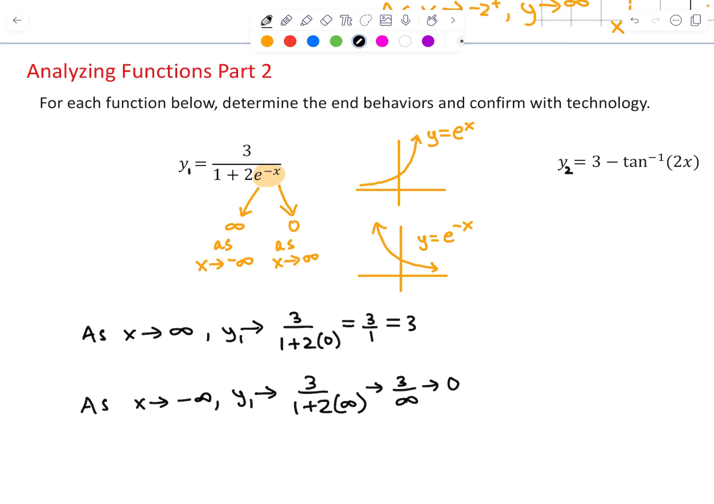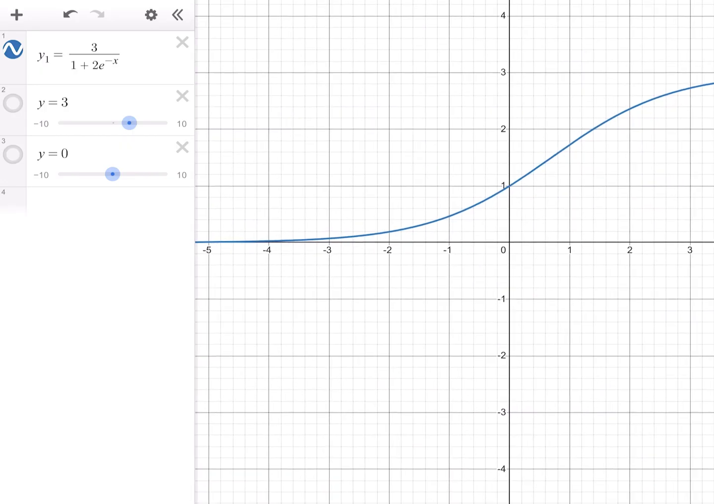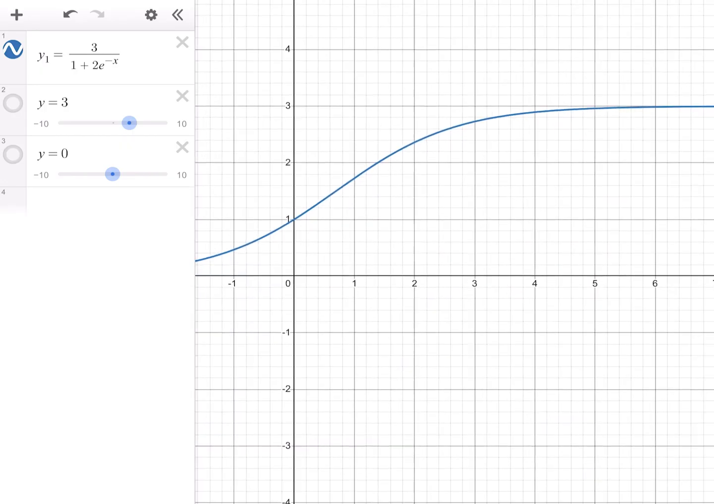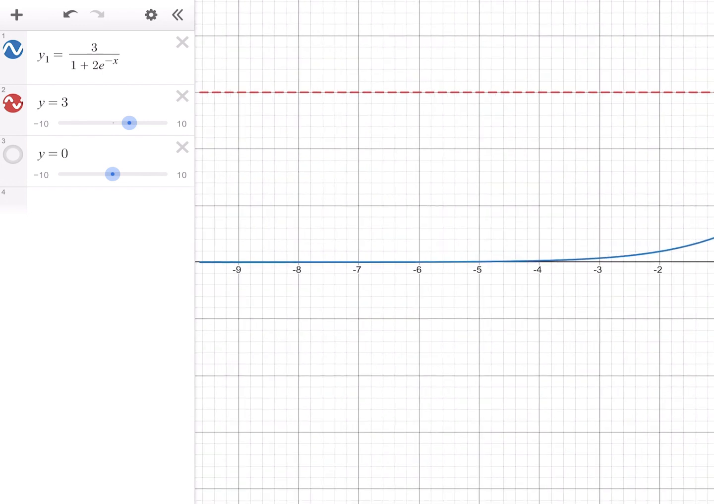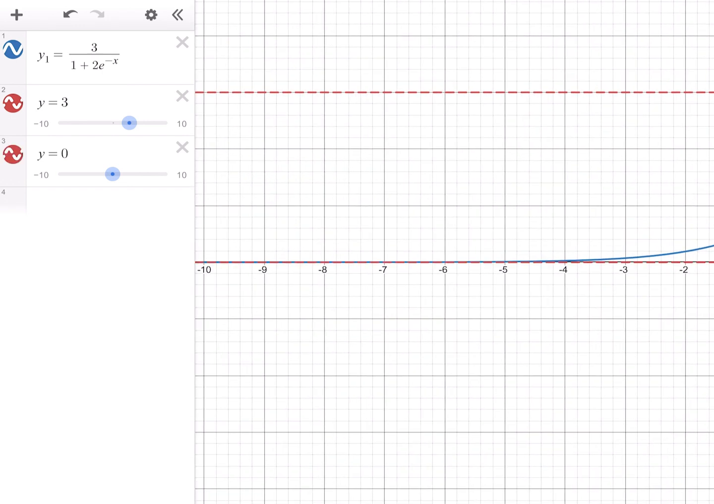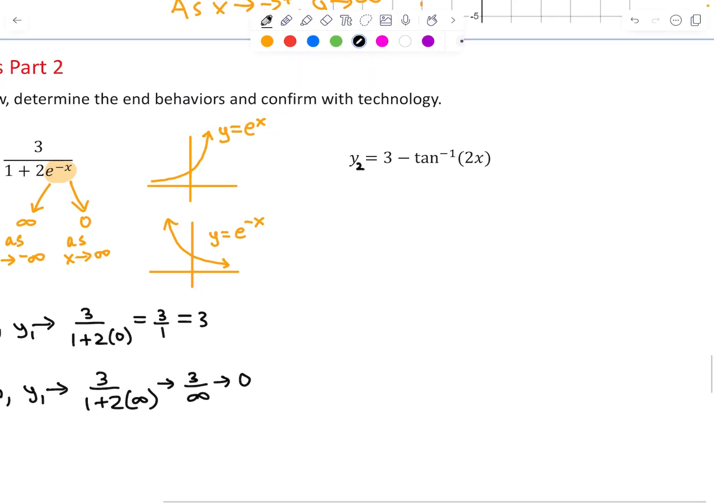Let's confirm this by graphing y sub 1. Here's a graph of our function. As we go off to the right, the y-coordinates of the blue graph get closer to y equals 3. And as we go off to the left, the y-coordinates of the blue function get closer to a y-coordinate of 0. Now looking at y sub 2, focus on this function here, the arctangent.